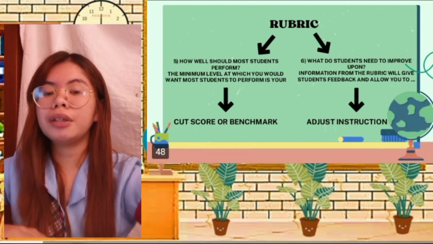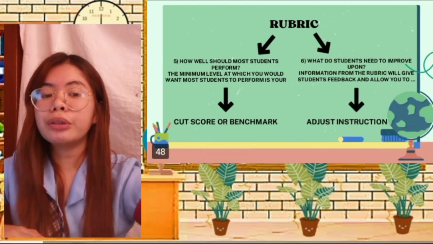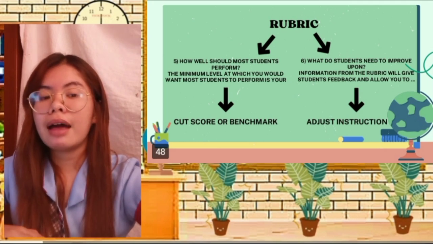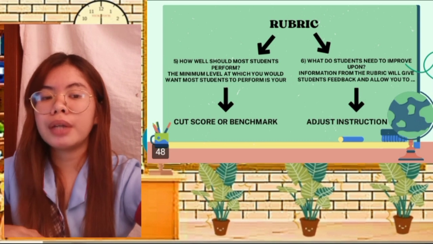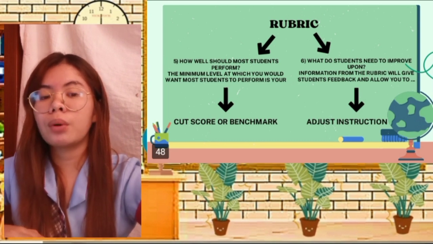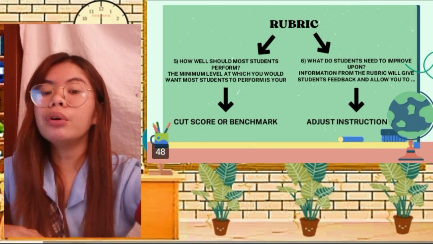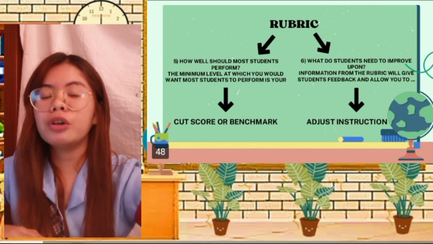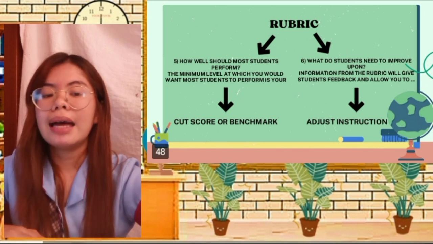Now let's move on to the last part. So here in the rubric, you will determine how well most students should perform. The minimum level at which you would want most students to perform is your cut score or benchmark. Then through the rubric, you will also determine what students need to improve upon. Information from the rubric will give students feedback and allow you to adjust instruction.